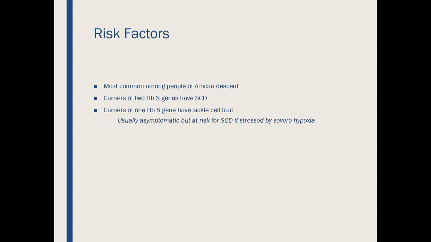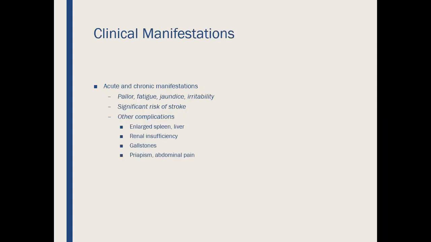Alright, so risk factors for development of sickle cell anemia. Most common is among African descent. Carriers of 2 hemoglobin S genes have sickle cell disease. Carriers of 1 hemoglobin S gene will have sickle cell trait, and that's kind of like the pictures that I just showed you. They're usually asymptomatic, but at risk for a sickle cell crisis if stressed by severe hypoxia. But like I said, that's really rare.